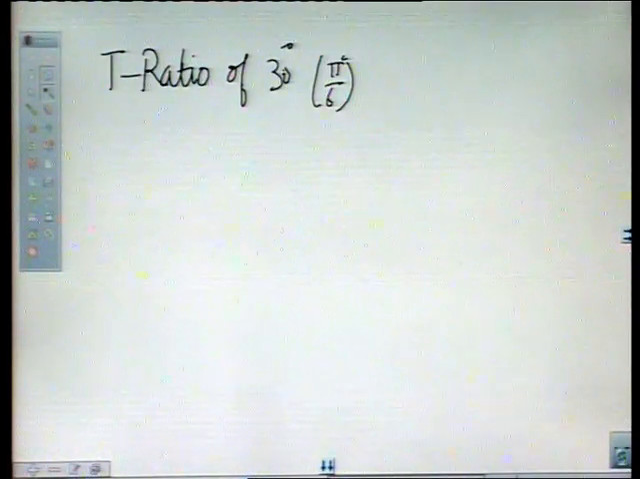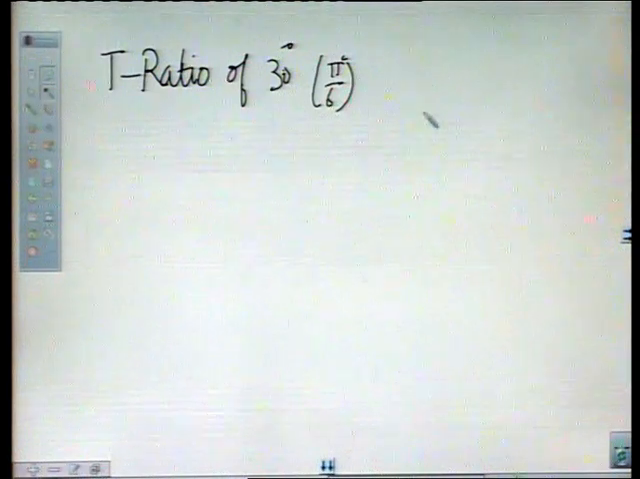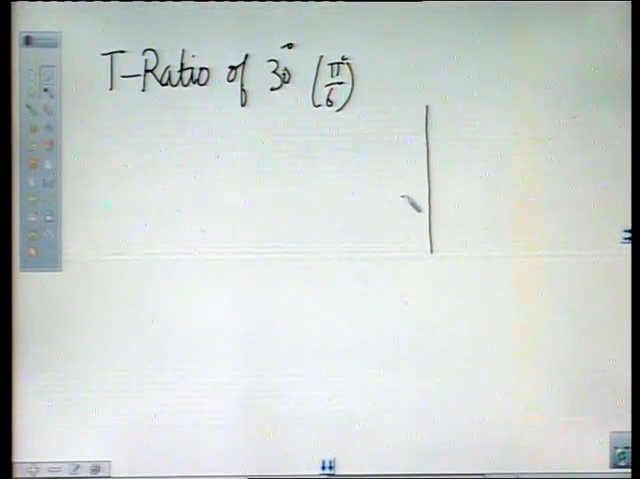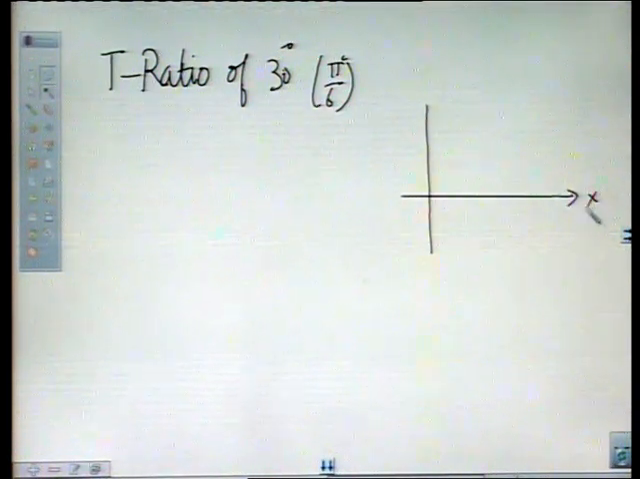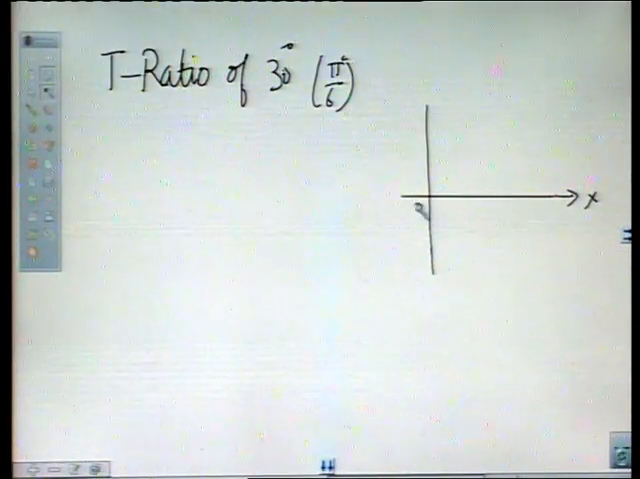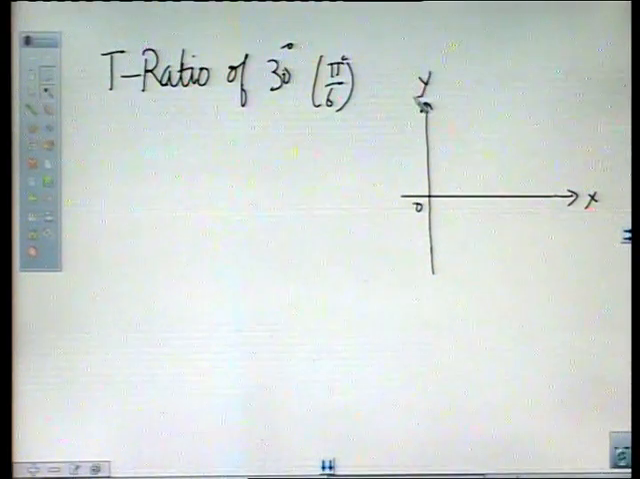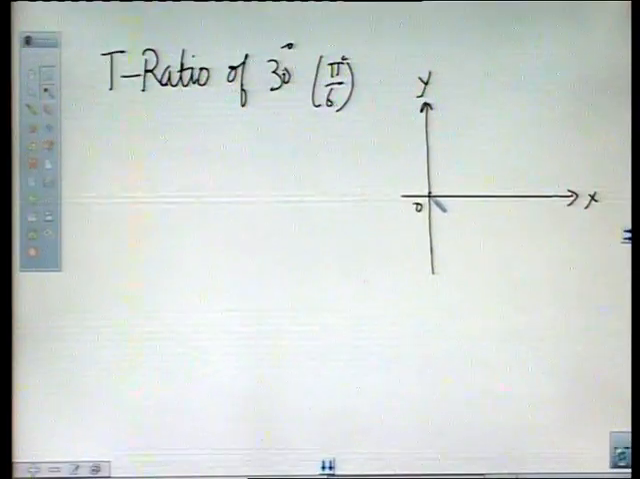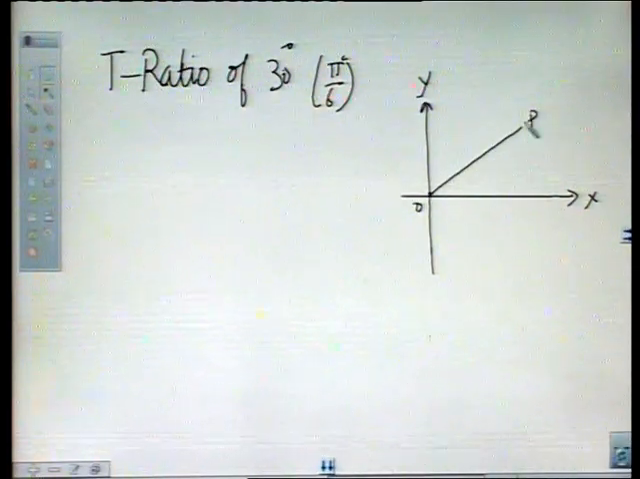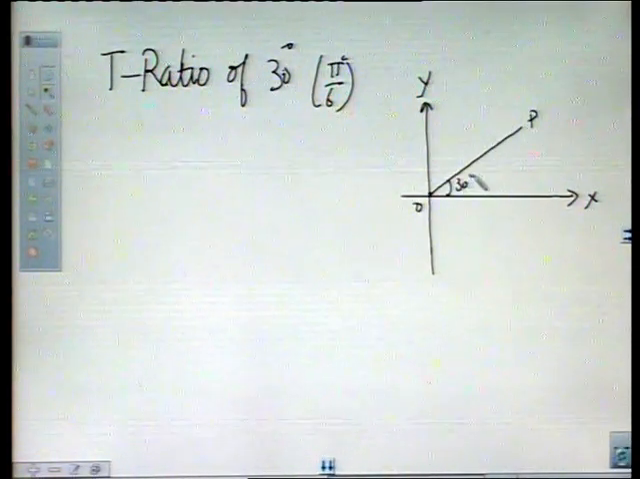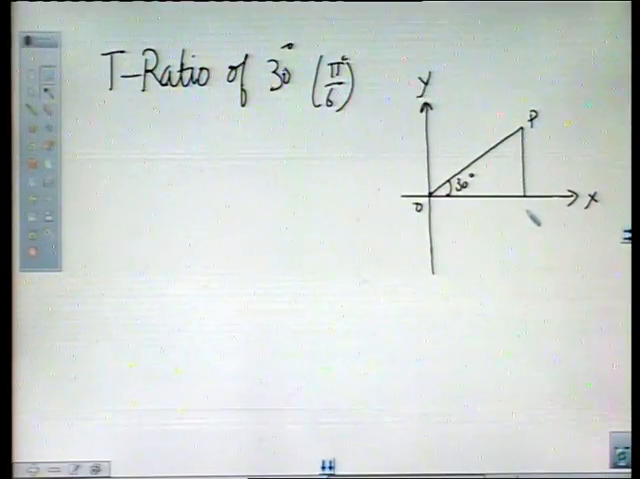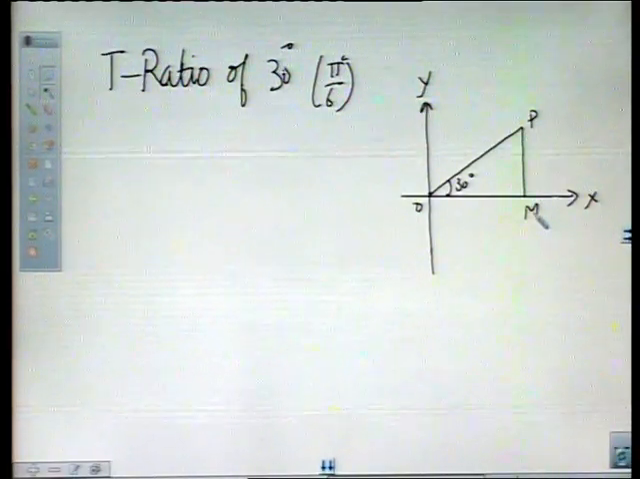Now, in order to find the T ratios of 30 degrees, let us draw a diagram. This is, we know, the x axis, and this is our y axis. Similarly, we take OP as the 30 degree angle. From P we draw PM perpendicular to the x axis.